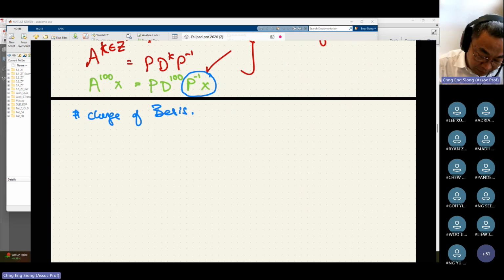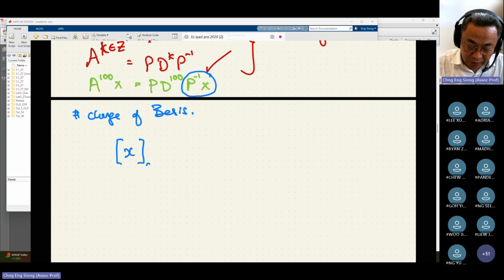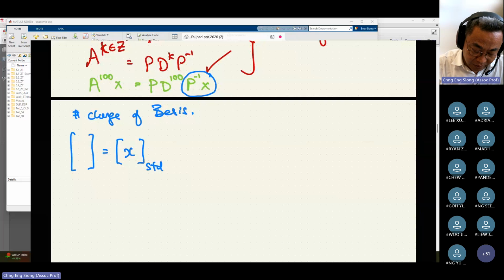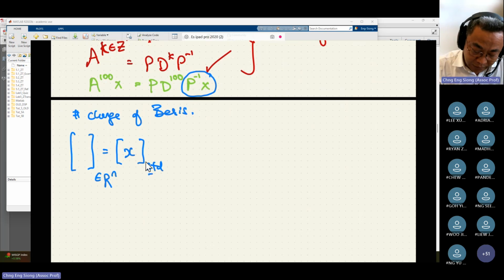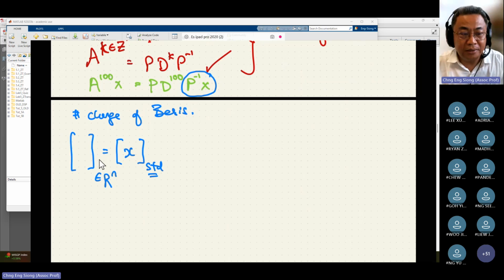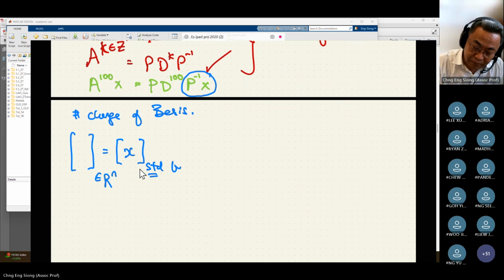Now, do you remember this? X in the standard coordinate, we represent it as a vector. And here is a vector of, let's say, Rn. Correct? And we don't even write the word standard. If we don't write the word standard and we just put it like this without any subscript, then we are in the standard basis. What is the standard basis, guys?